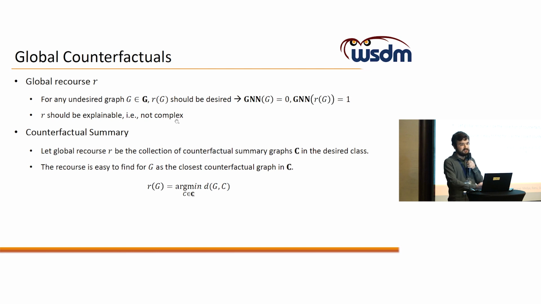And we can use some distance metric such as graph edit distance. For example, here we have two counterfactuals C1 and C2 and one undesired graph G1, and the distances are 5 and 10. So the counterfactual of G1 will be selected as C1 since it is closer. And this way will make our R easy to explain.